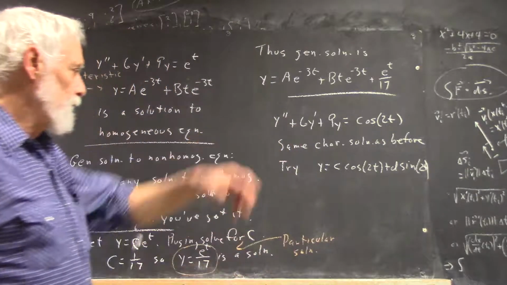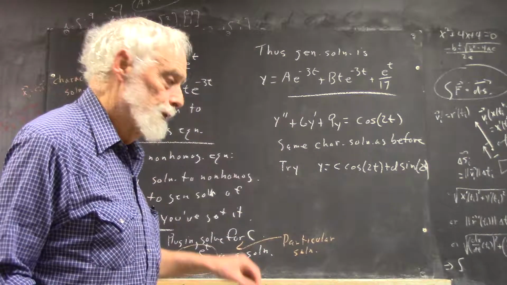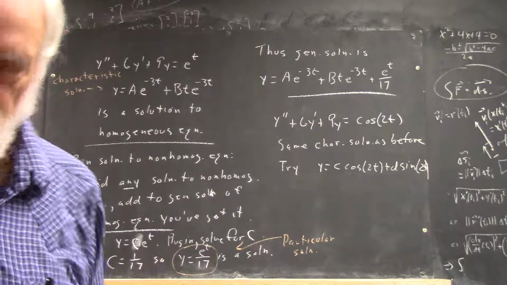So try some multiple of cosine of 2t plus some multiple of sine of 2t. See what you get. So you can solve for C and D.